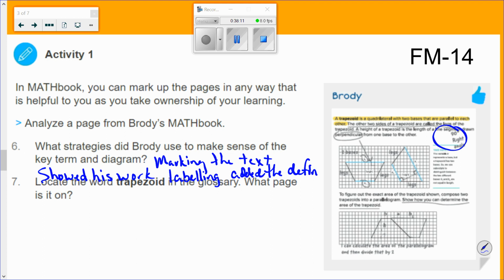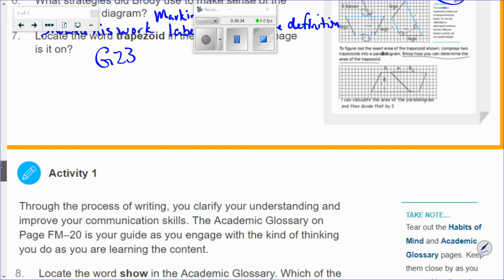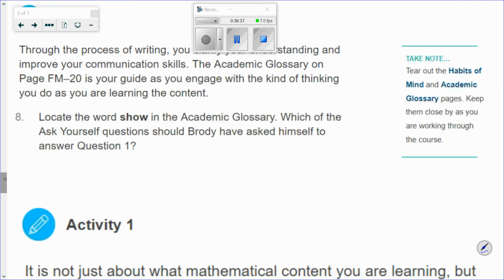Who was able to find the glossary and what page the word trapezoid was on? Sophia? G23. Okay? So those of you that were in the I, that's the index. That tells you where that word appears in the module. The glossary is where you get the actual definitions for those terms. That was the one on G23. Okay. Almost out of time. We are going to do this one. If you guys turn to page FM 19.